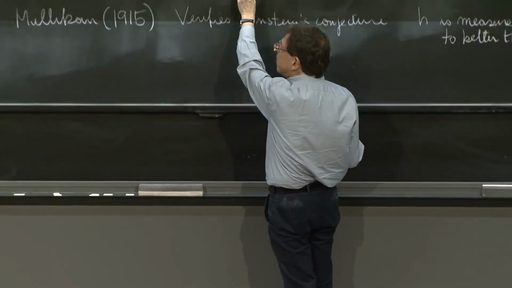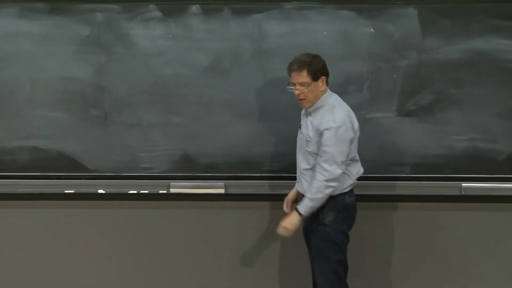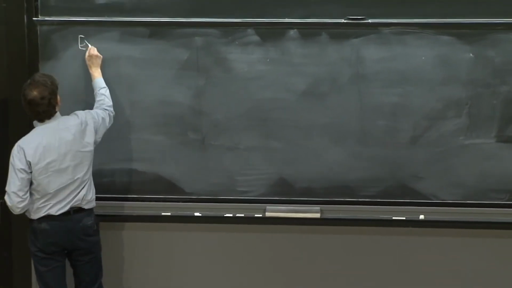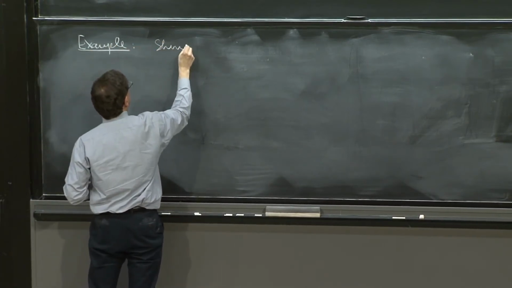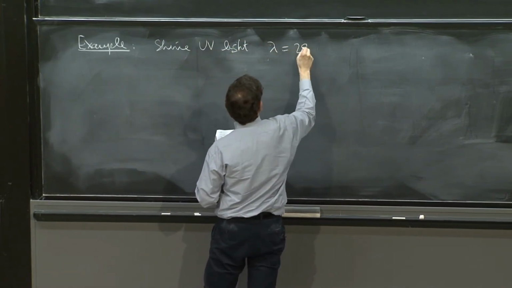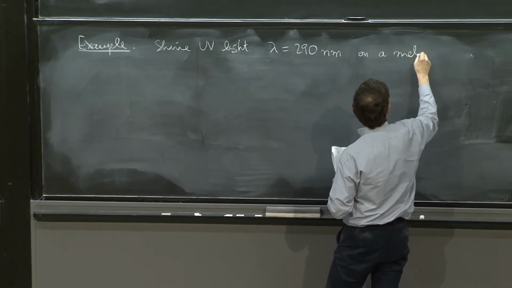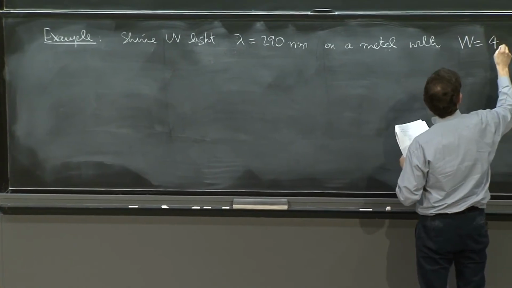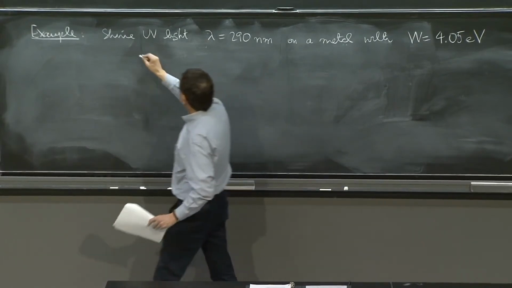So let's do a simple exercise to introduce some numbers here and show you how to do some very simple computations. So let me do an example. You shine UV light with lambda 290 nanometers on a metal with work function 4.05 eV. What is the energy?